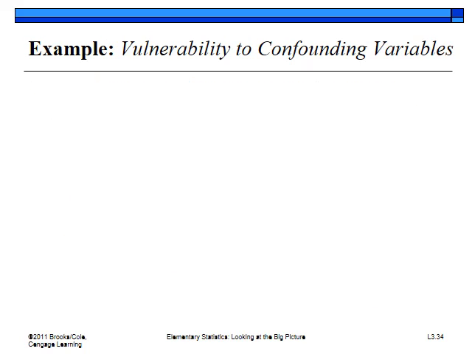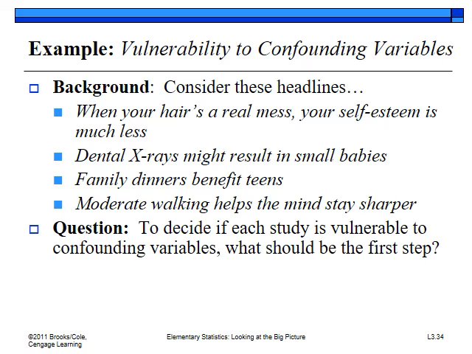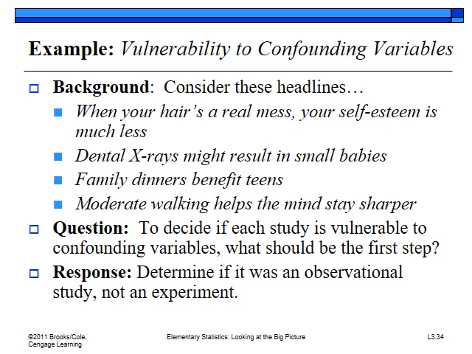Let's go back to the headlines we saw earlier. If we're trying to decide how reliable these claims are, remember that we want to know if this is an observational study or an experiment. If we're worried about confounding variables, that means we're worried that these are observational studies. If they're experiments, confounding is not a problem for us.